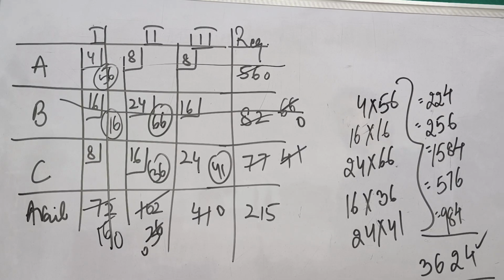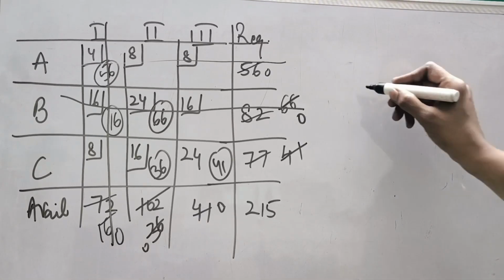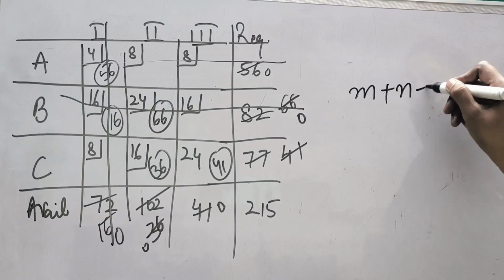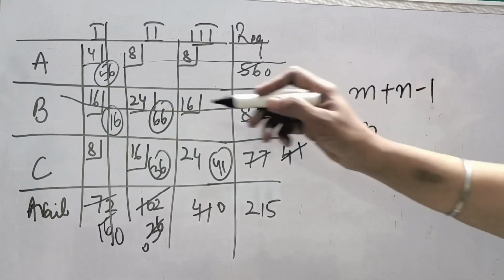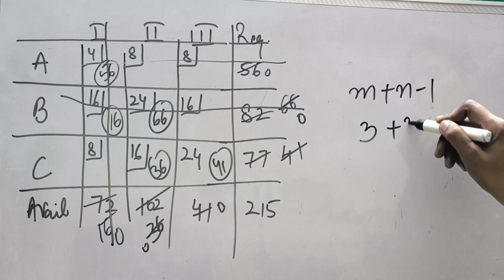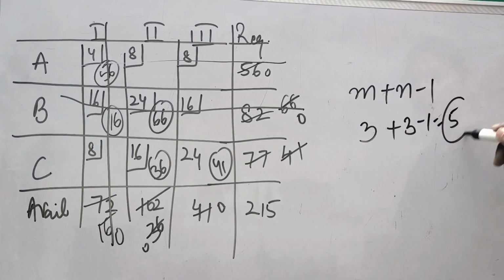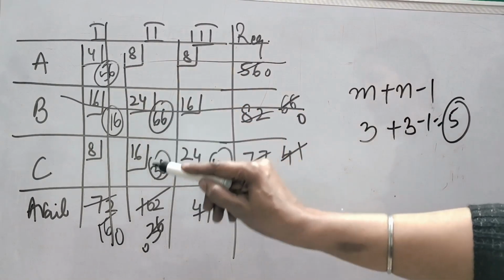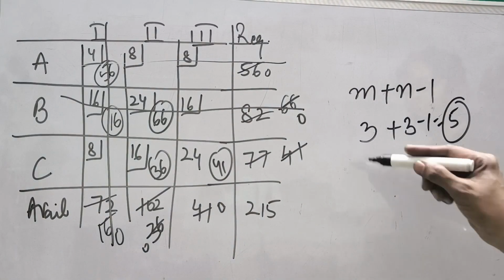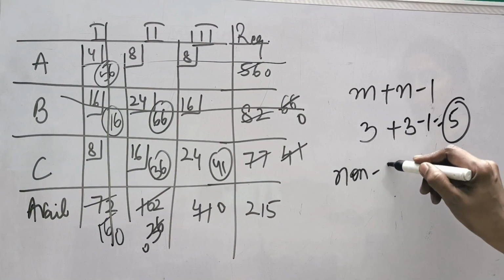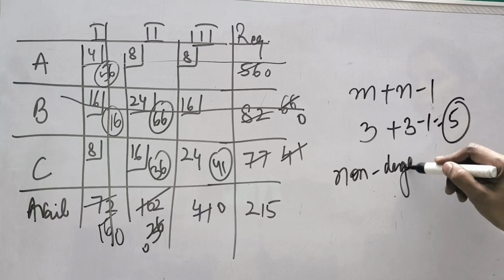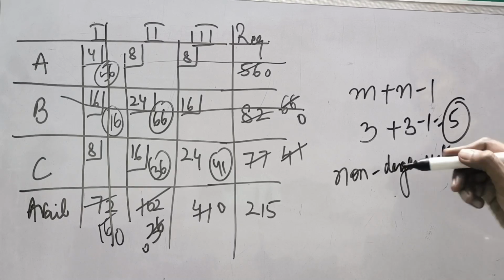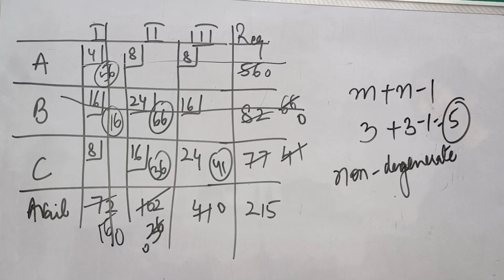For that we have to just check whether the problem is non-degenerate or not. To check that, we will apply the condition of m plus n minus 1, where m is the number of rows and n is the number of columns. It comes out to be 5 and we will check whether there are 5 allocations. Yes, there are 5 allocations. So we can say that the problem is non-degenerate, and we can start applying the optimality test of the MODI method. There is no issue in that, right? So now we will start applying this.